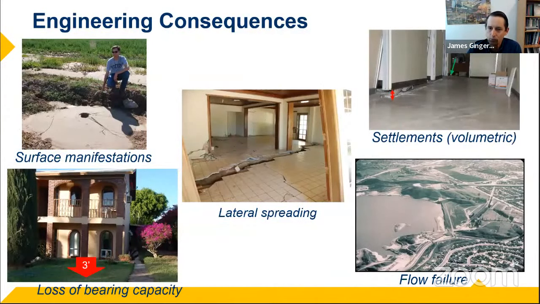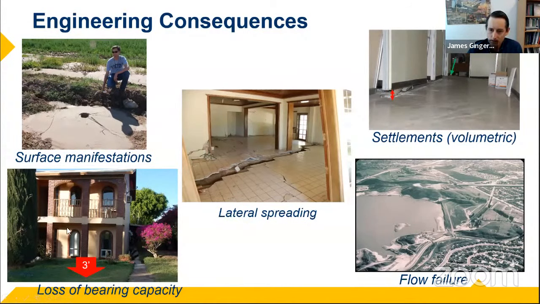So the consequences, what are the consequences? So we have surface manifestations. That's when we have ground cracking. We have the liquefied soil ejecting up to the ground surface and disrupting the surface, causing more settlements because whatever volume is ejected is subtracted from below grade.